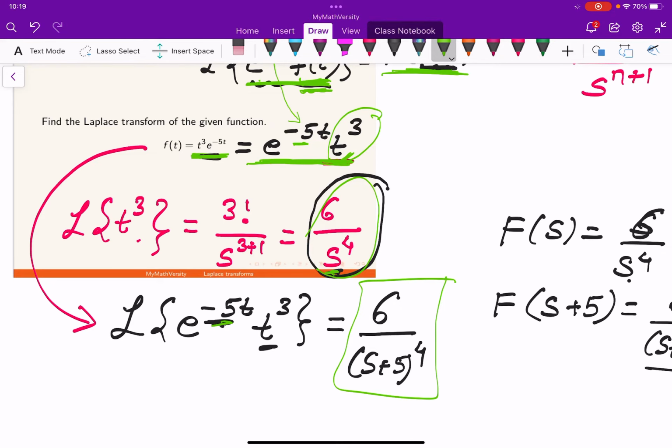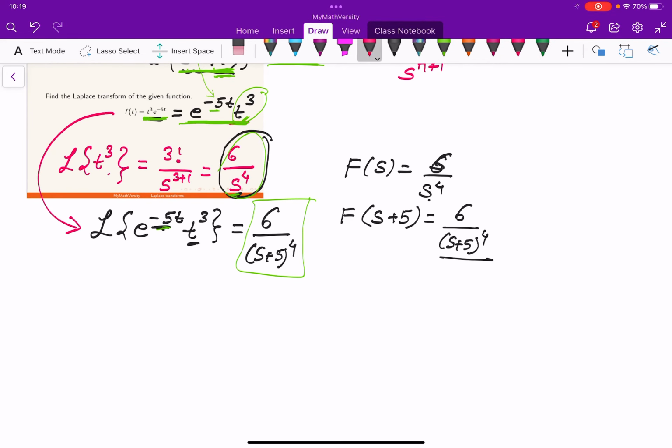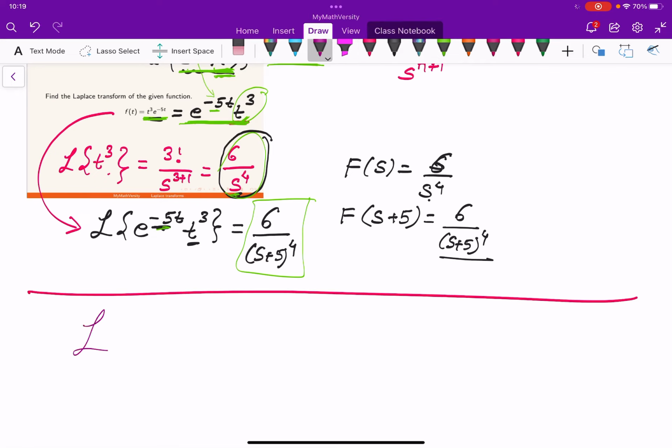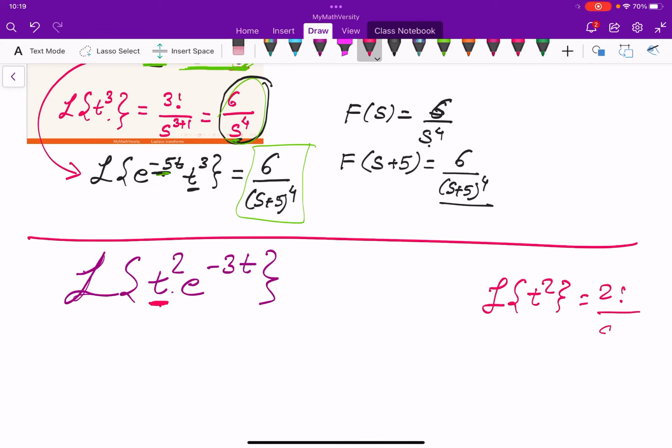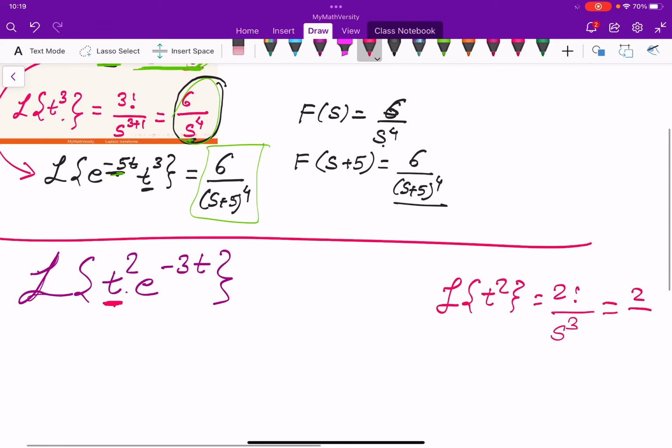Okay, why don't we try another similar example and make sure that we get this one. Let's say our goal is to figure out the Laplace transform of t square e to the power minus 3t. First of all, figure out the Laplace transform of t square. The Laplace transform of t square is 2 factorial over s to the power 3, so that means 2 over s cube.